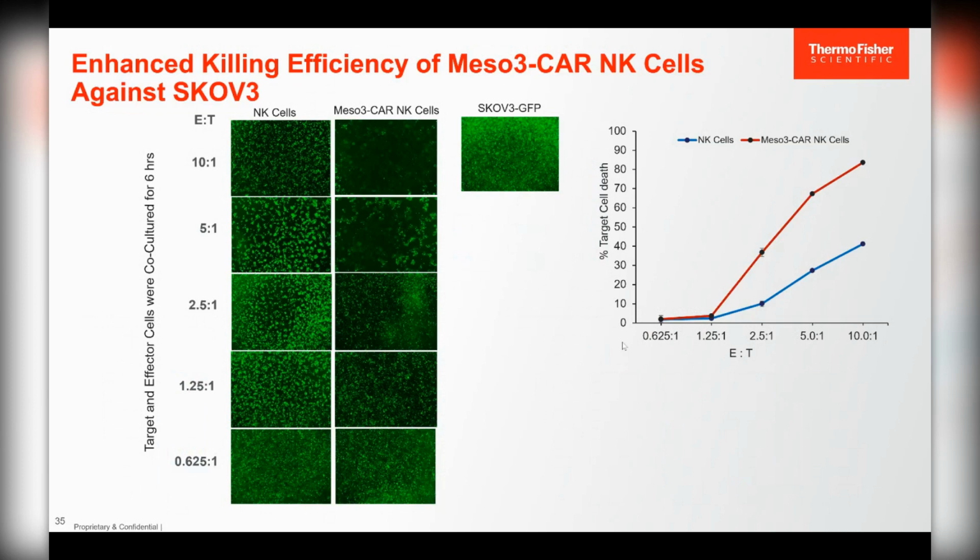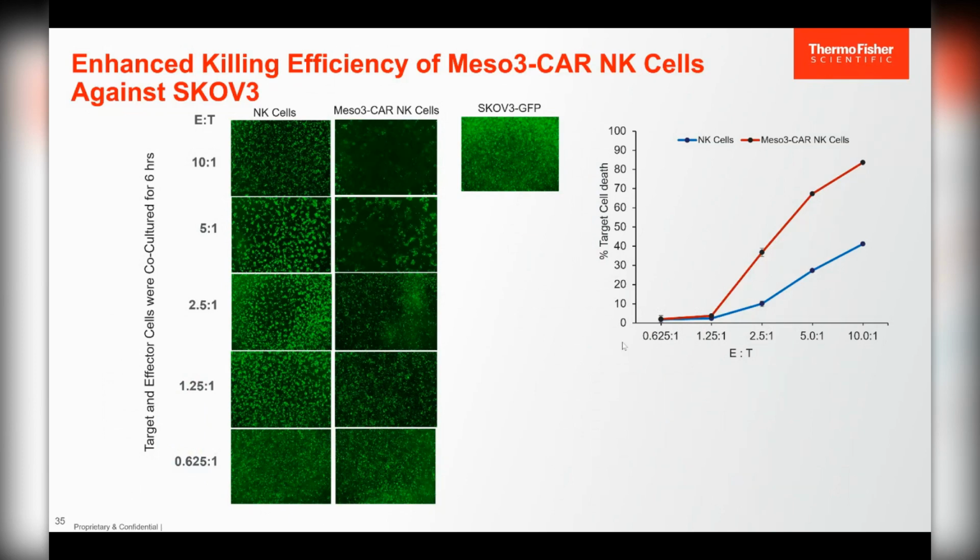So here we take the SKOV3 GFP cancer cell line and incubate it with an effector versus target ratio of 10:1 at maximum, and at minimum 0.6 to 5:1. Here is one of the representative images from the microscope, on the left side panel. We incubated effector and target cells for only 6 hours, and after 6 hours we can see in the image that the meso CAR NK has more killing efficiency as compared to normal NK cells.